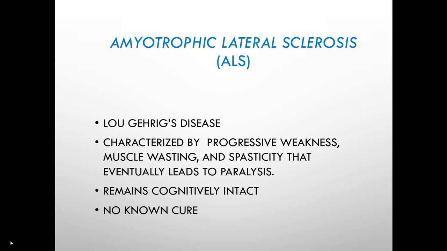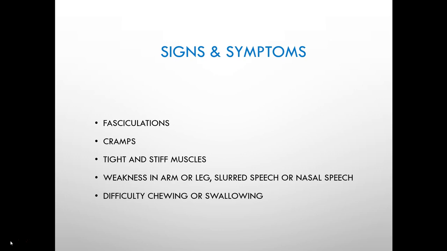Oh, ALS. Another name for ALS is what? Lou Gehrig disease, named after the person it was named for. It's a progressive weakness, muscle wasting, spasticity, so they have problems with coordination and movement. The cognition remains intact. If you remember Gleason, he still is able to use his eyes to write correct sentences. There's no known cure for it. They have fasciculation. What is fasciculation? Muscle twitching. They have cramps. So you can see it affects a lot of muscles.